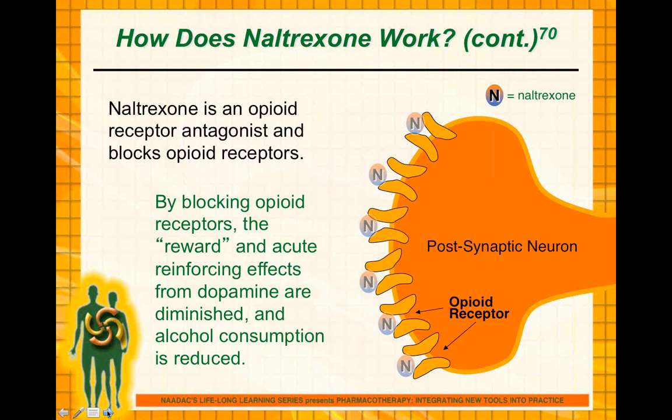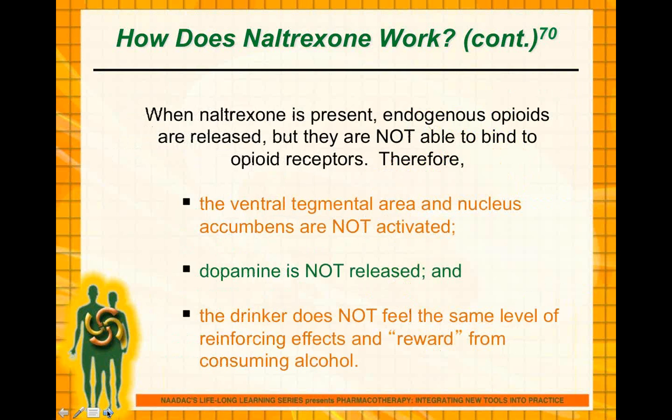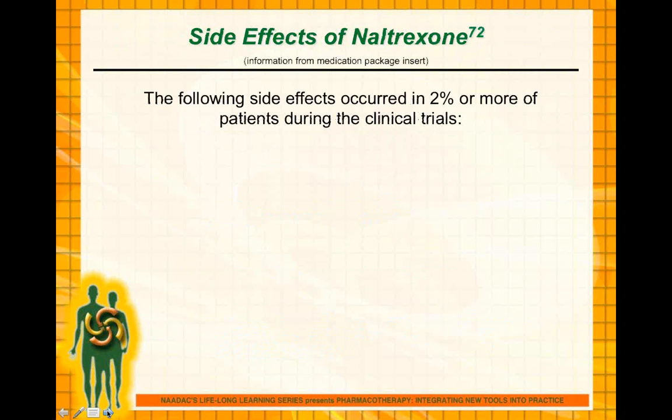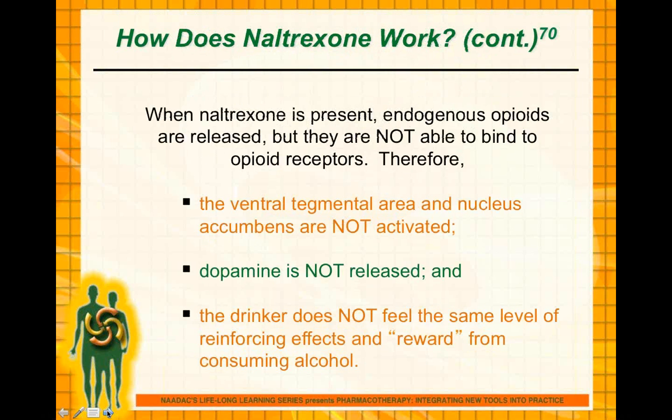And so it diminishes the good feelings of drinking alcohol, and the reinforcing side effects are really reduced for drinking. And so, again, just to recap, when naltrexone is present, those opioids are released, but they are not able to bind to those opioid receptors because those naltrexone pills are sitting right there on the receptors and blocking them from being able to do so, which then means that the VTA and the nucleus accumbens are not activated, which means the dopamine is not released, and that drinker does not feel the same level of reinforcing effects and reward from consuming alcohol.